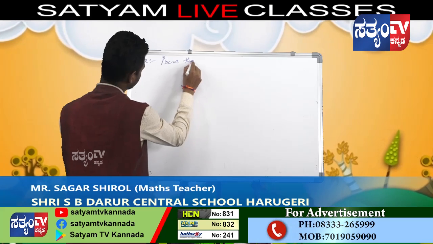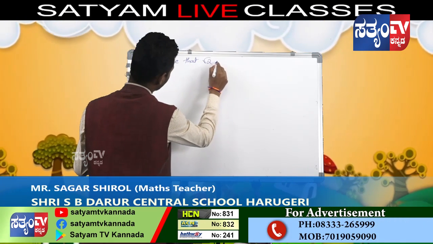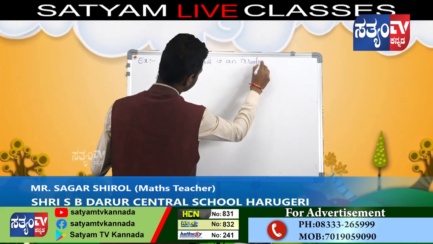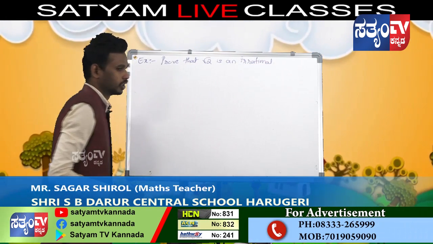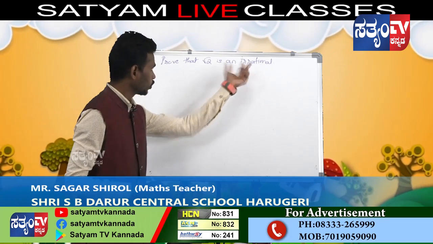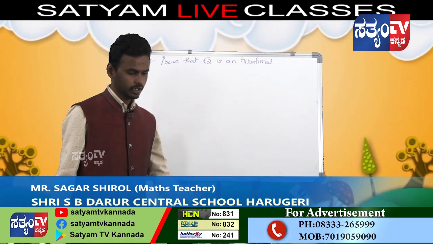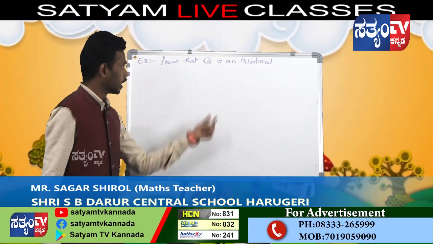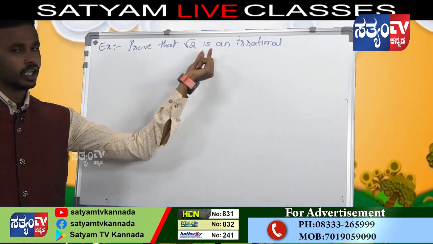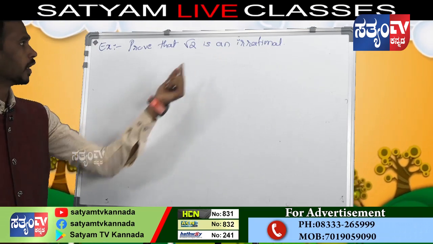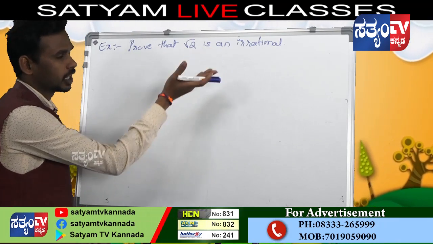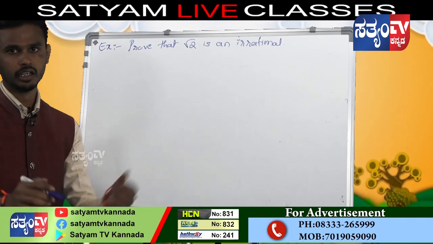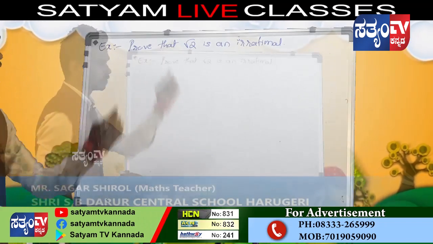Prove that root 2 is an irrational. Okay, already you know that root 2 is an irrational in the 9th standard. So now here we will prove that root 2 is an irrational, and we need to prove this by the contradiction method. Means by assuming that this is a rational number, we need to show that it is not a rational, it is an irrational. Let us see how to prove this.